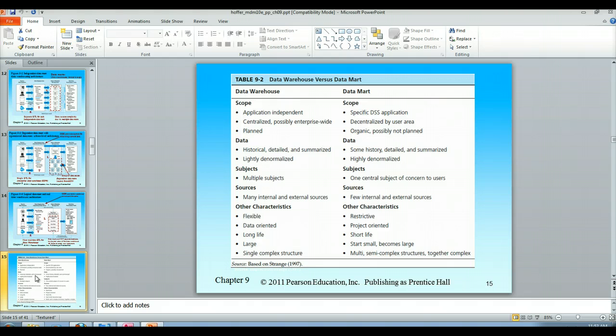So the subjects, the topical part of the data, we're talking about a data warehouse having multiple subjects, and a data mart being central in scope. That kind of goes back to the scope part of it. The source can be many internal and external sources. The data mart can have few internal or external sources, or it could just be the data warehouse itself. It could only have one source. And then we get into other characteristics. But that ends my video lecture on data warehouse architectures.